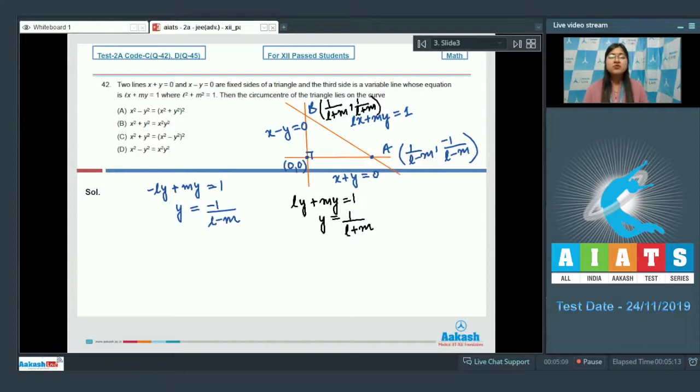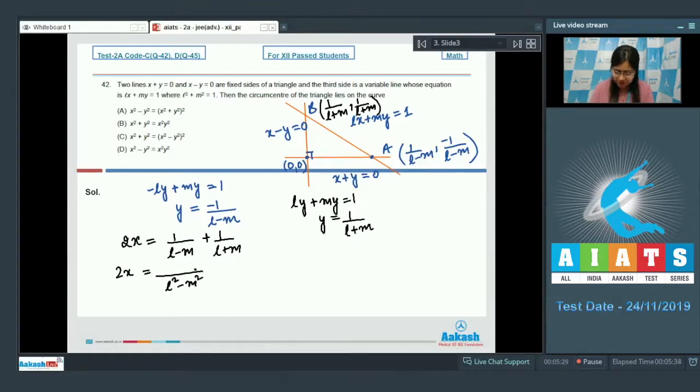Now we are talking about the circumcenter of this triangle, which will be the midpoint of AB. So x coordinate will be equal to 1 divided by l minus m plus 1 divided by l plus m, divided by 2. Let's take 2 on the other side. So 2x is equal to l square minus m square, and in the numerator we will have 2l. So x is equal to l divided by l square minus m square.